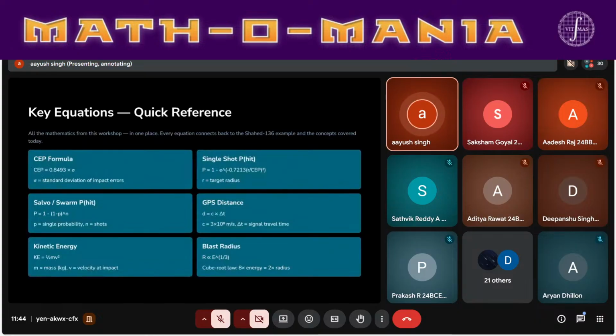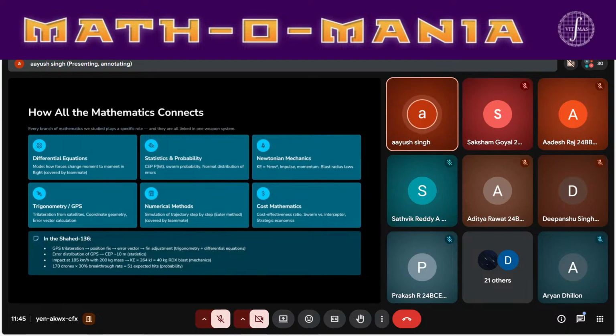Now, here are some key formulas for your quick reference, which we have talked about in the latter part of this session. The formula of CEP we discussed, which is 0.85 into sigma. Then we discussed the probability of hit of a single shot. Then we discussed the probability behind swarm strategy. Then we discussed the GPS distance, and then the kinetic energy, and then the blast radius.